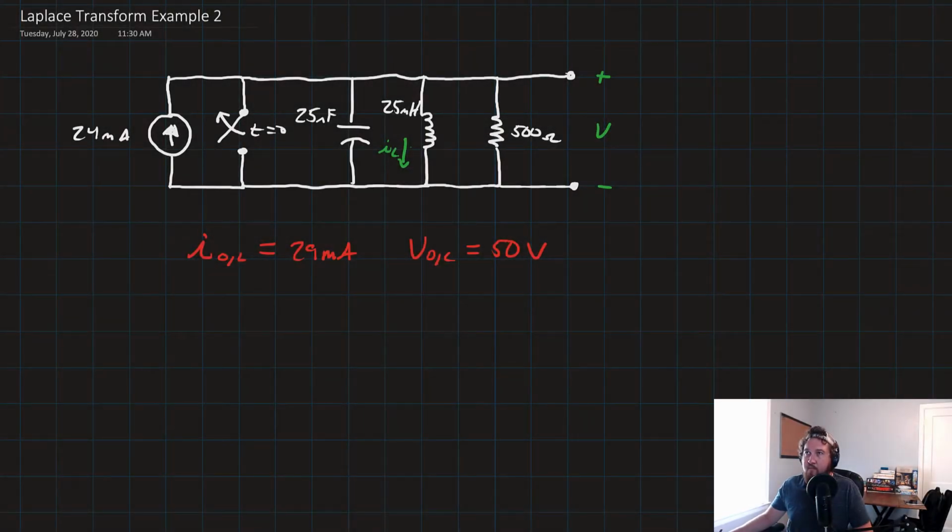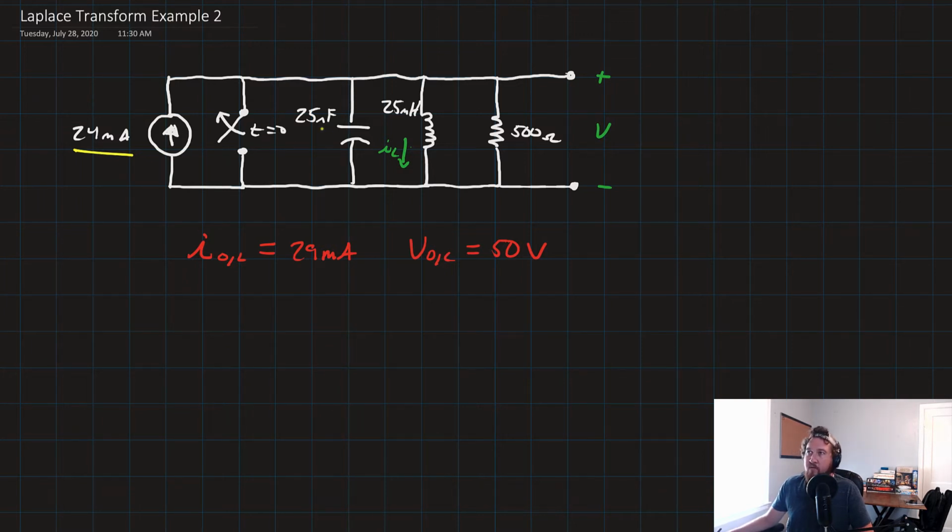All right, in this example, we've got an RLC circuit attached to a current source that's got 24 milliamps. And in parallel with that current source is a switch that's been closed. So that current has just been shortened out forever. And then that switch opens at t equals 0.